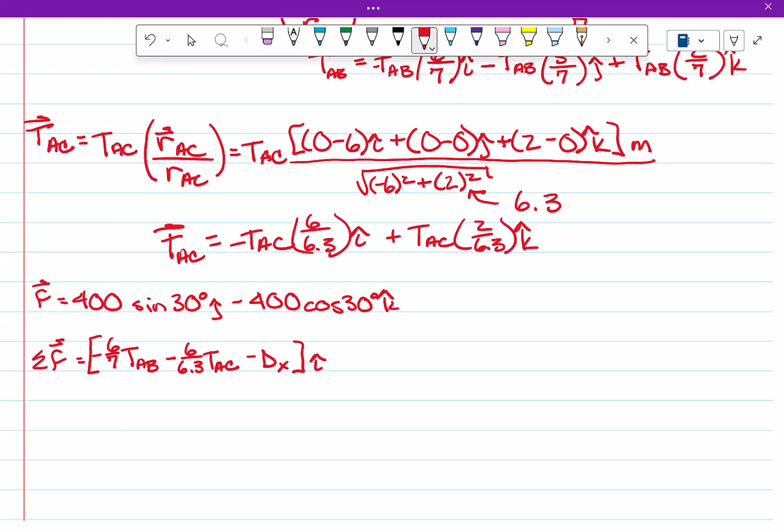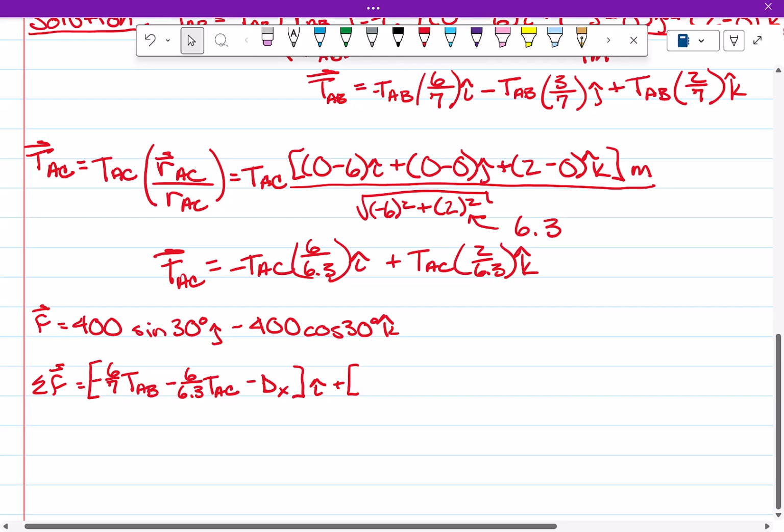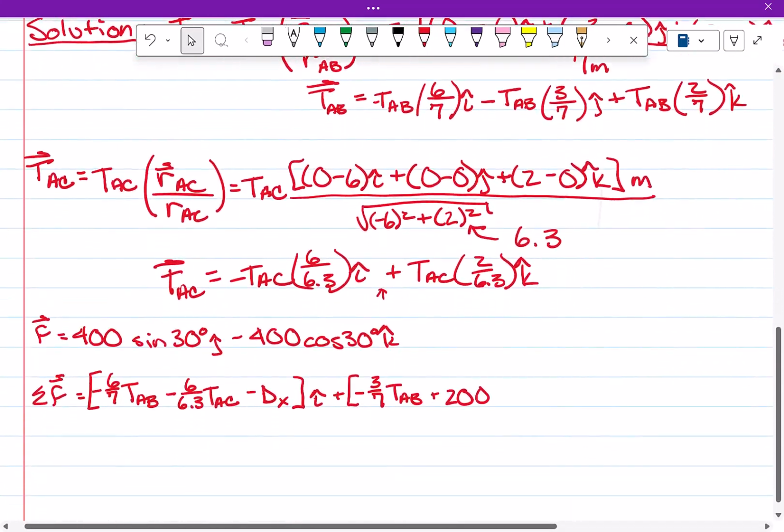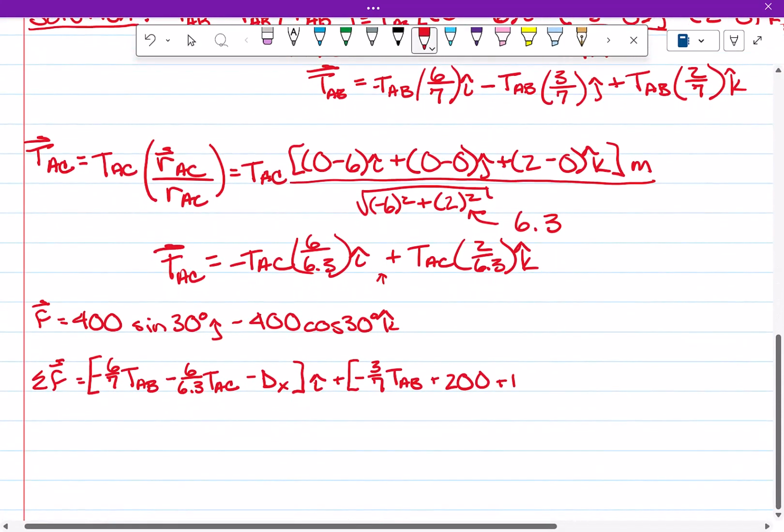Then we have our j's. So again, our TAB is negative 3/7 TAB. There's no j component in the TAC, so that's 0. In our F, we have a j component of 400 sine 30 degrees. That is 200. And then our dy is positive, or we've assumed it to be positive.